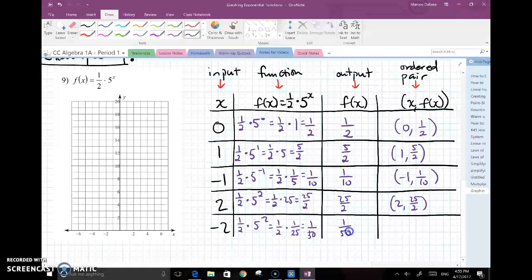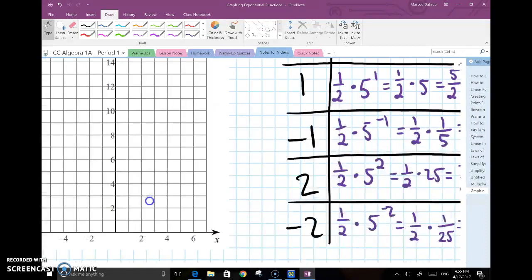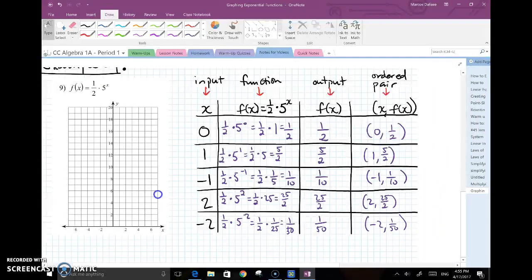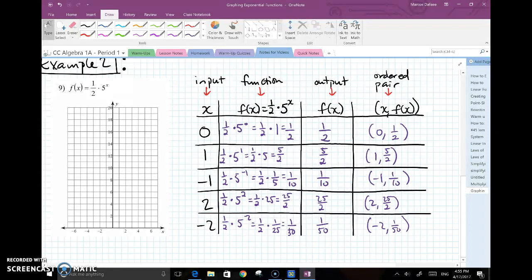And to be honest, I think I'm going to scrap this one because trying to plot negative 2 comma 1 over 50, that's going to be very challenging for me in the space that I have here. So I might just go ahead and leave that last row out of my graph and just do the rest. But let's see. All right, so let's see what we get so far.